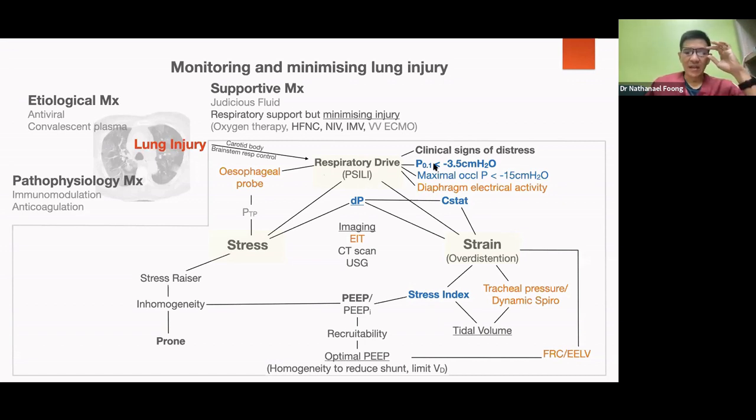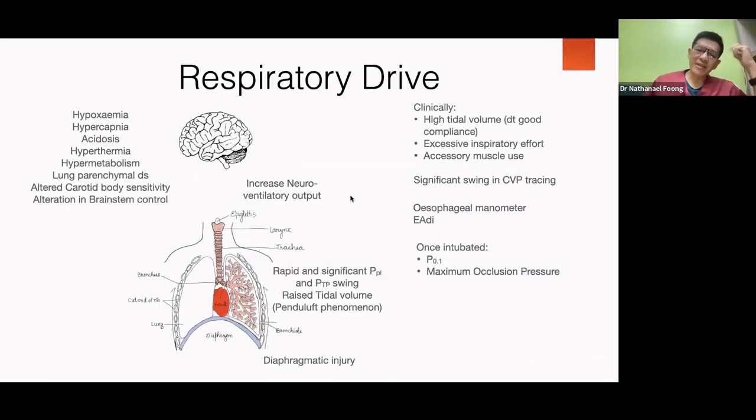right? You can see some of the parameters here, which I've actually color code. Basically, P01 maximum oxygen pressure can be found in most of the ventilators, including stress index, whereas the orange coded are basically ventilator specific, right? And imaging EIT is also ventilator specific. But we'll go through one by one, okay? So when we talk about respiratory drive, what does it mean by respiratory drive? It's basically the neuroventilatory output from the respiratory center going to the respiratory muscles and driving the breath.